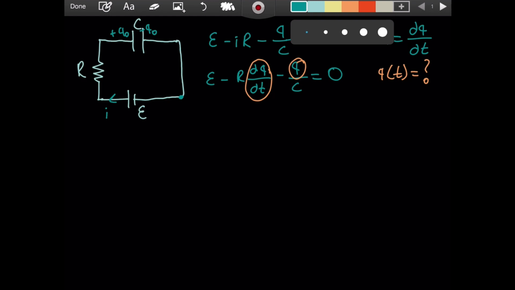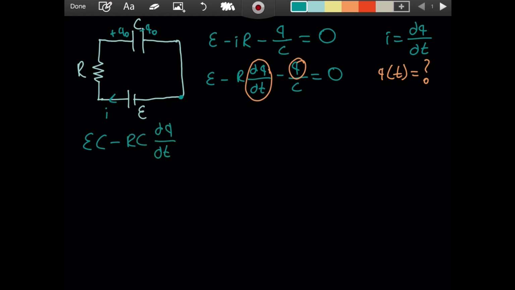Luckily, it is one of the easiest differential equations that you can encounter. It is a first order separable differential equation. It is first order because the highest derivative is the first derivative of Q. And you will understand why it is separable in a couple of minutes, hopefully. So to continue, I will multiply both sides by C. This is not mandatory, but I just like it when I do it this way, okay? RC dq by dt minus Q equaling 0.